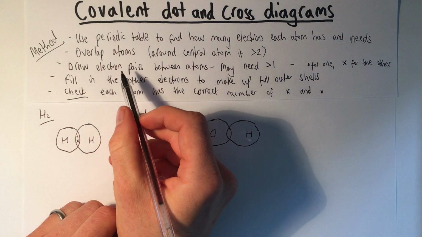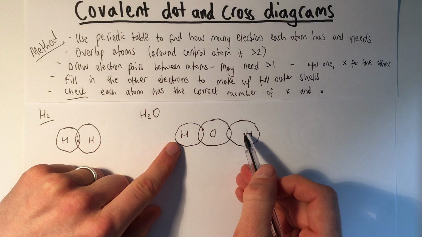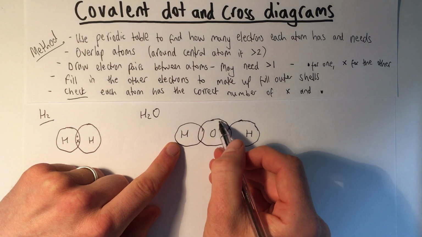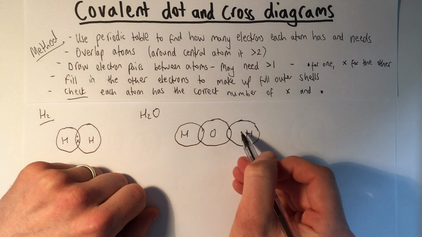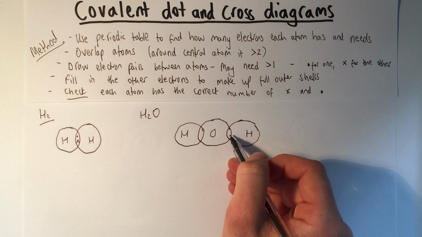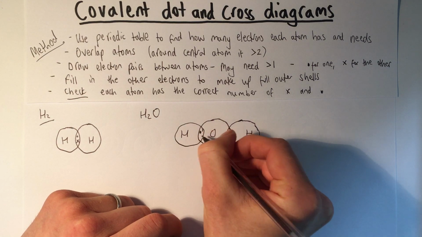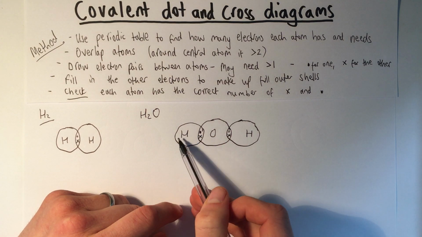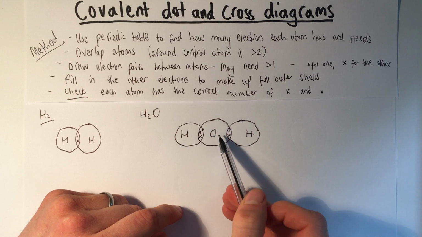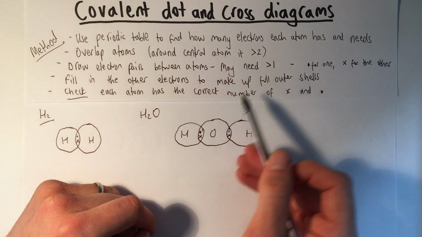Okay, now I'm going to draw my electron pairs. Each hydrogen atom needs to gain 1 electron, and the oxygen atom needs to gain 2, so it'll gain 1 electron here and 1 electron here, just by having single shared pairs of electrons in each one. So I'll show the shared pairs of electrons there. Let's say that we're going to use dots for the hydrogen atoms and crosses for the oxygen atom. I need to fill in the other electrons to make up full outer shells.